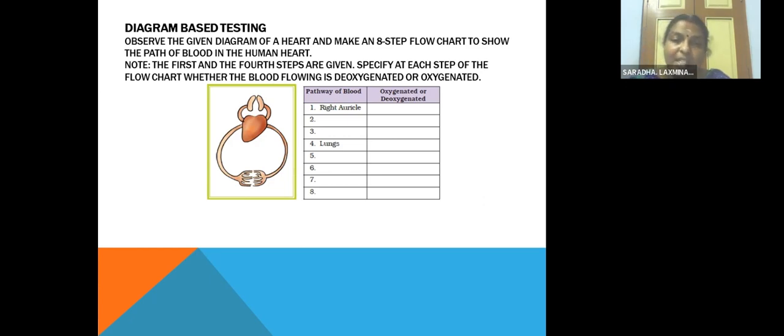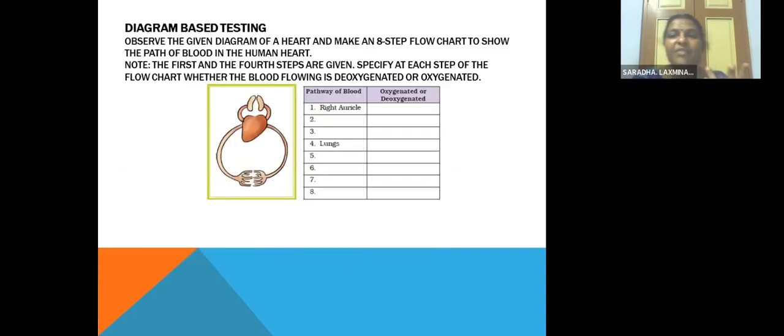From left ventricle to aorta, which is again oxygenated and carries the blood to all parts of the body. Right? So, all these things, again and again, we are going to tell, it gets imprinted in the minds of the children. So, I feel a diagrammatic testing is very, very important.